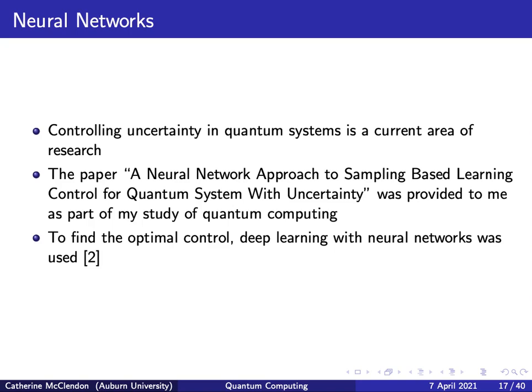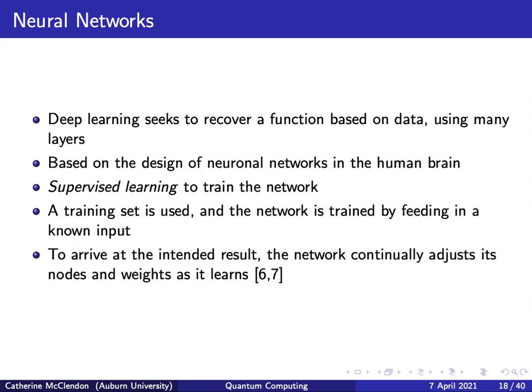In this paper, the authors sought to find the optimal control for the evolution of a quantum system. And to find the optimal control, deep learning with neural networks was used. In general, deep learning seeks to recover a function based on data using many layers. Neural networks are based on the design of neuronal networks in the human brain. They contain neurons which fire if they pass a threshold value, sending an output number to the next connected neuron in the network.